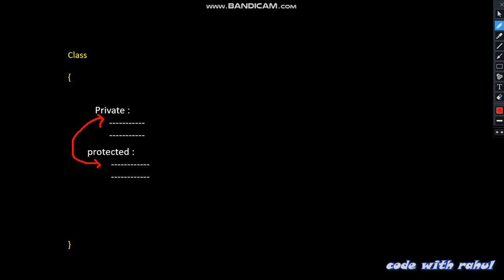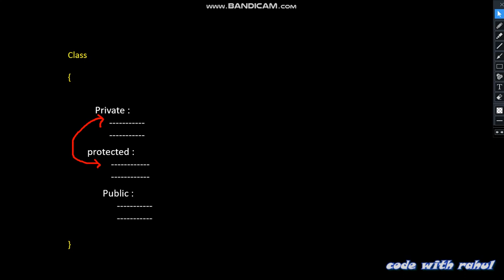Then a question may arise: what is inheritance? Inheritance means we can inherit, or use, the properties of one class in another class. It means that the properties of the old class are inherited by the derived class. The data stored in the protected section can be accessed within the class and the derived class.